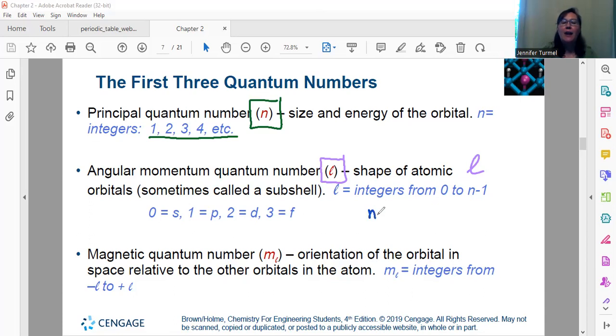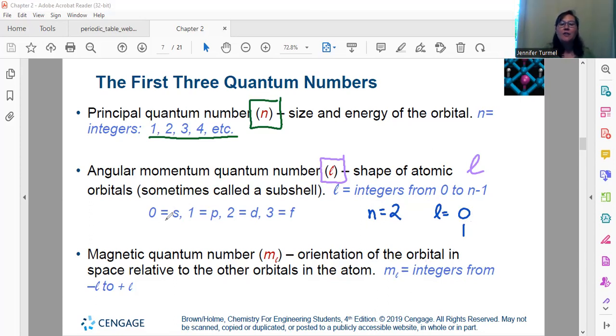So for example, if n is equal to 2, then you have two L values. You have an L value of 0 and 1. Okay, so you start with 0 and you go until you're 1 less than that 2 value.